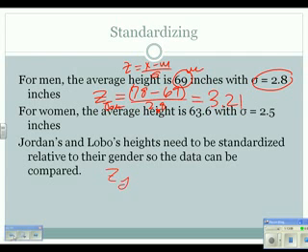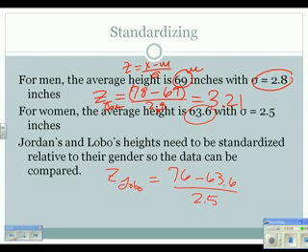And then Rebecca Lobo, her height was 76 inches tall. Her mean is 63.6. And we're dividing by her standard deviation, which is 2.5. Again, put parentheses around it if you're putting it in the calculator all at once. And we get 4.96. Wow. So she is really, really, really tall. A good bit taller, relatively speaking, than Michael Jordan. Does that make sense?